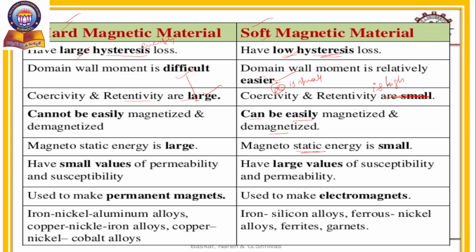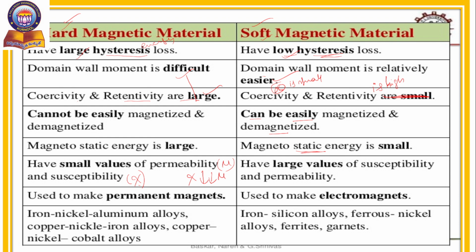Then hard magnetic materials have small values of permeability and susceptibility. This we already described. Permeability is mu, susceptibility is chi. Permeability relates to the number of lines of force. As it is difficult to magnetize and demagnetize, fewer lines of force are expected, so the permeability value is less. Susceptibility is the easiness of magnetization. No easiness is there, so susceptibility is also low. Permeability is also low. Then these are the soft magnetic materials.